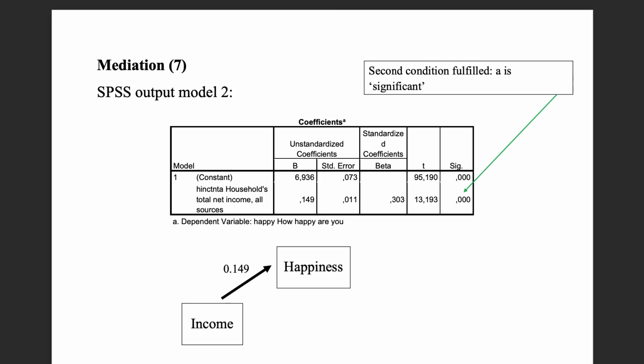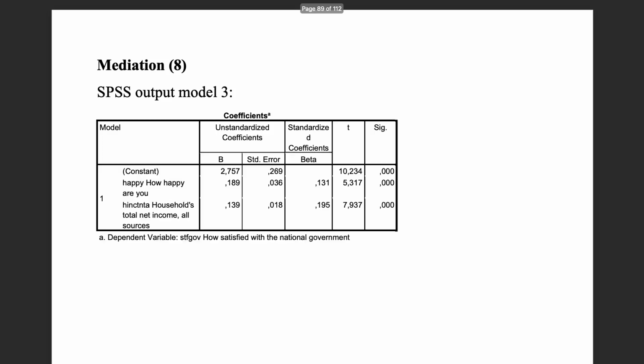So now I can say, well, okay, this effect of income on happiness is represented in our estimates by the regression coefficient of 0.149. That tells me the effect of income on happiness. So for every one decimal increase in household income, the predicted value on happiness increases by 0.149 points. Cool. And then I estimated the third model, where again I switched back to satisfaction with the national government as a dependent variable, but now I'm including both income as well as happiness as X variables in my model, on the right-hand side after the equal sign.